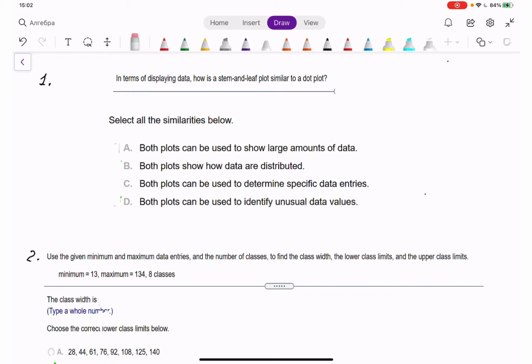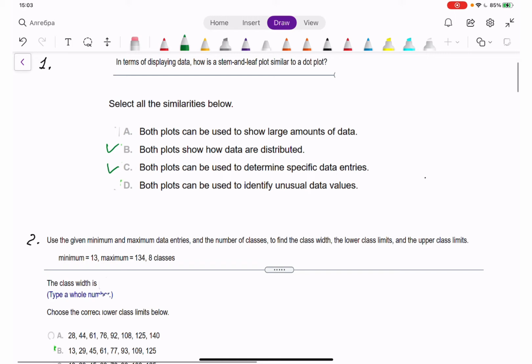So first of all, both show how data are distributed, which makes this one, version B, correct. First one: both plots can be used to show a large amount of data. Absolutely not true. For a large amount of data, we use a histogram. C: both plots can be used to determine specific data entries. Yes, because we can see which number, which element of the database, and where it's located.